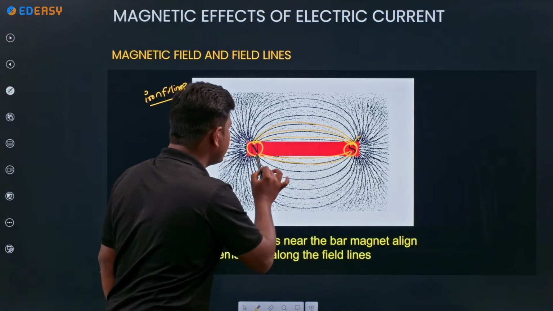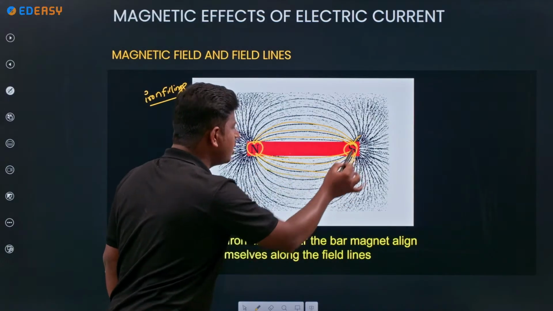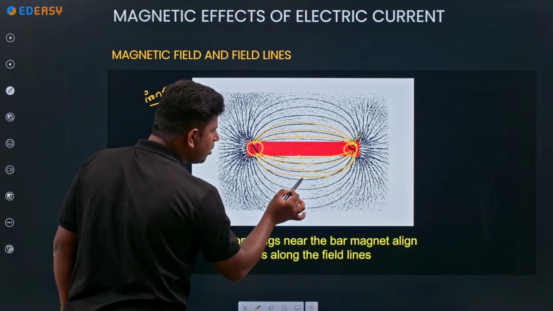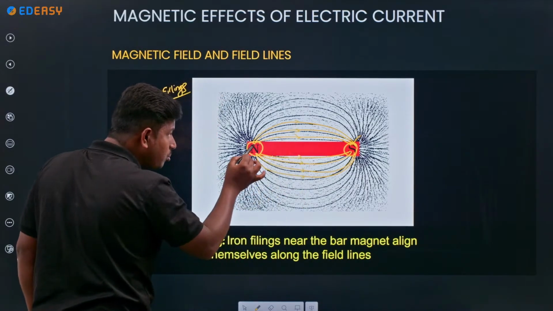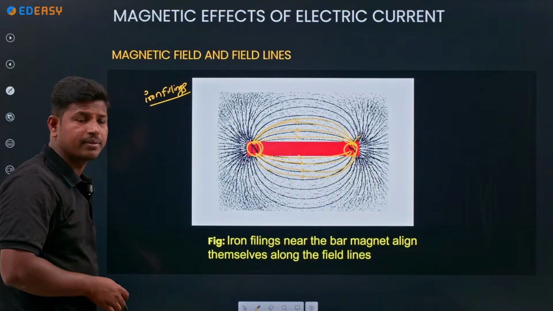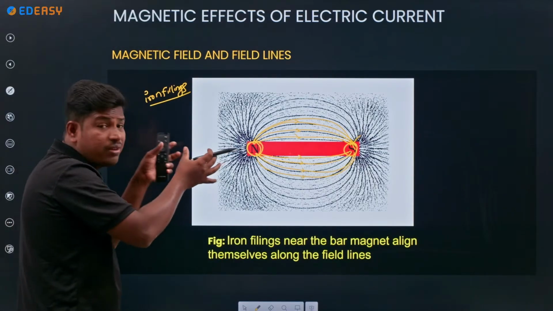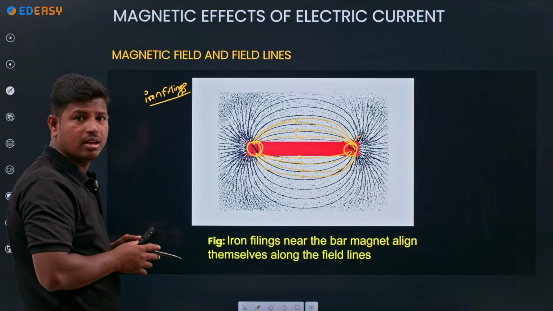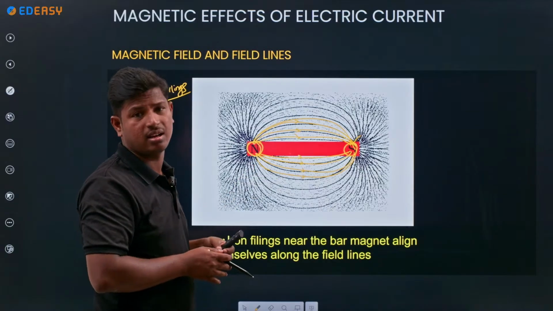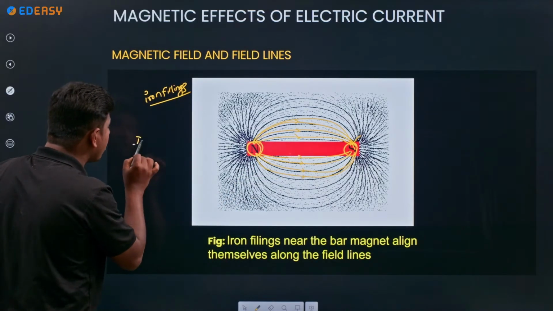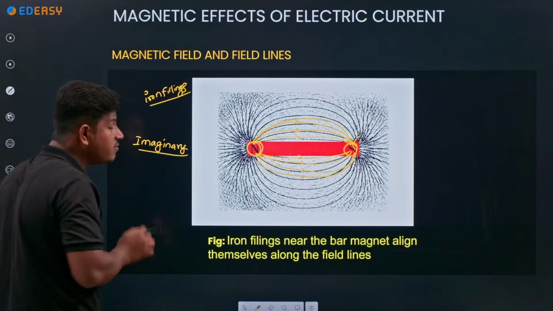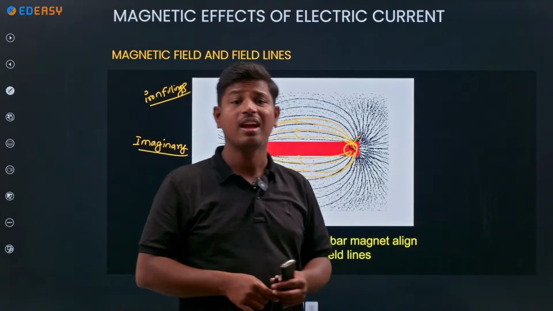Tell me, anybody from the comment section. Where are those magnetic field lines traveling? Look at here. From the north pole of the magnet to the south pole of the magnet. See how the iron filings are attracted by that magnet. If there are no iron filings, we cannot see the magnetic field lines, right? So the magnetic field lines are imaginary lines. We cannot see those lines.